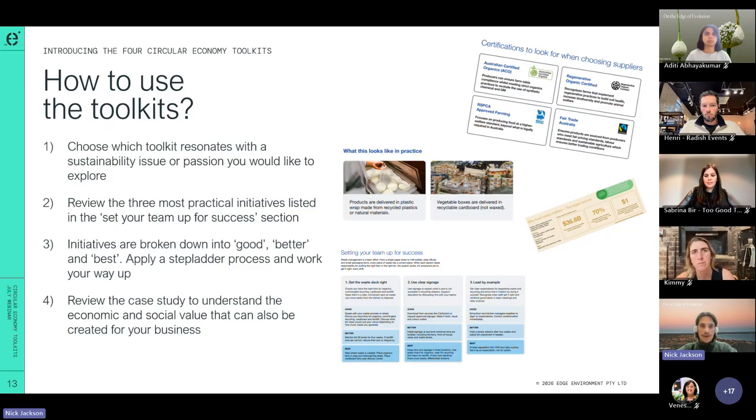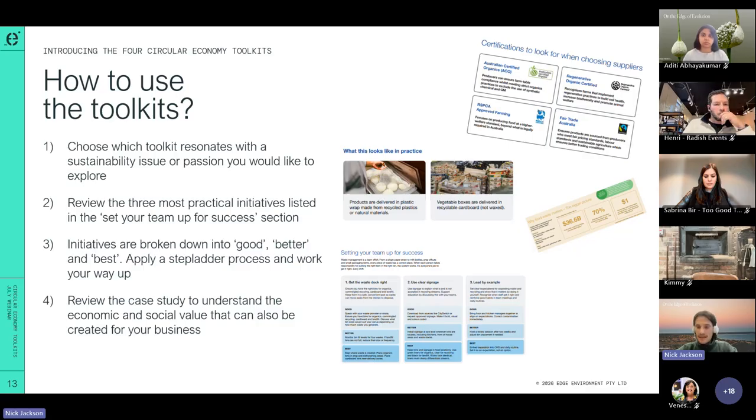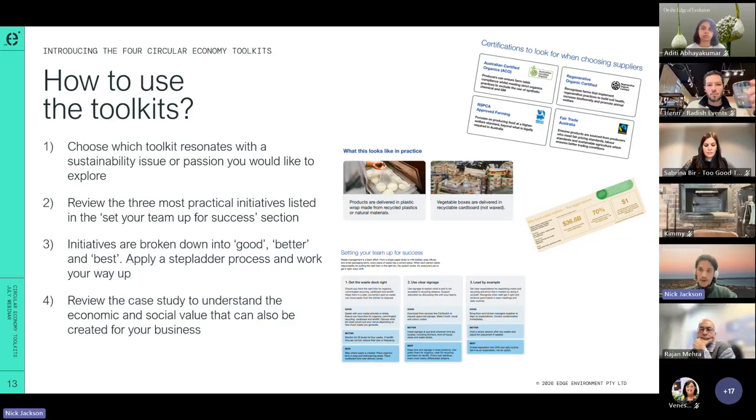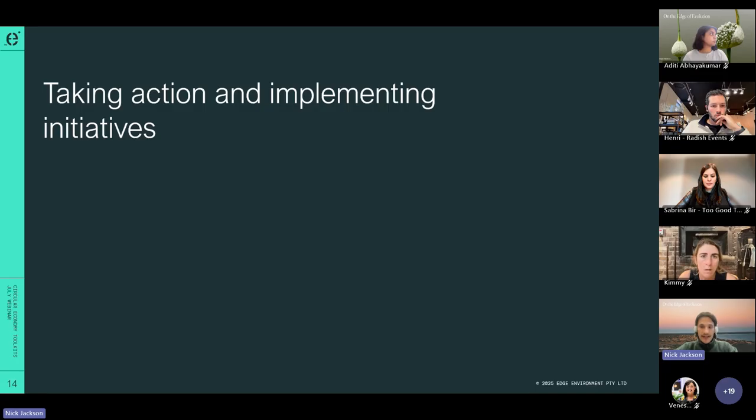The initiatives are also broken down into a good, better, and best system. So there's a step ladder process, and why we've introduced that is to ensure that rather than reaching straight for the stars, we want businesses to track and measure progress and start with an easy, good outcome, and then work their way up the ladder. Lastly, there's a case study as well that's been introduced for each toolkit, which we really recommend reading to understand not only the economic value that was created, but also the social value of these initiatives and how it helped with customer retention.